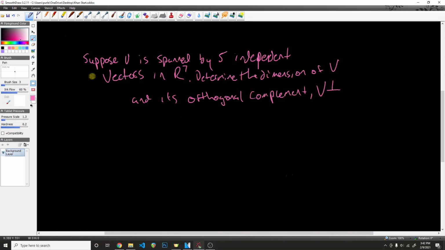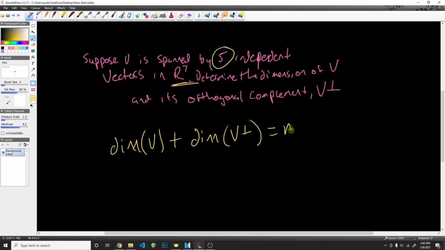And here's just an extra question. Suppose V is spanned by 5 independent vectors in R7. Determine the dimension of V and its orthogonal complement V perpendicular here. So we can see that it is spanned by 5 independent vectors in R7. Which means the basis has 5 vectors in it. But we again remember that the dimensions of V plus the dimensions of V perpendicular should be equal to the number of total dimensions, which in this case would be 7. So essentially it's just 5 plus the dimensions of V perpendicular equal to 7. So the answer to this question is going to be 2.